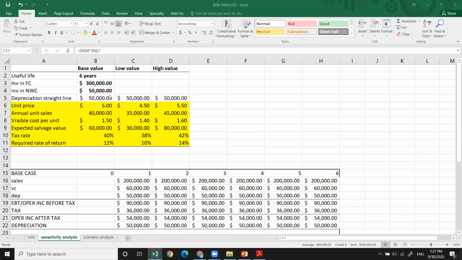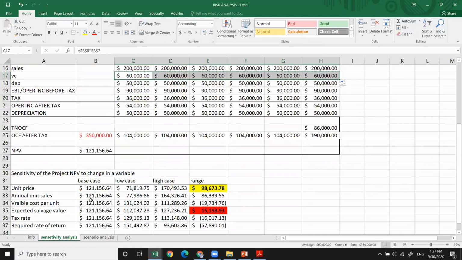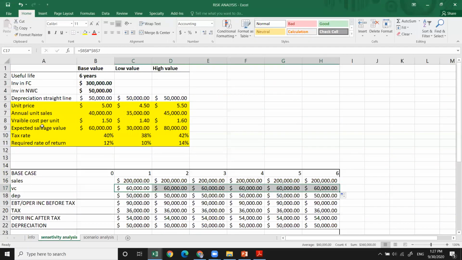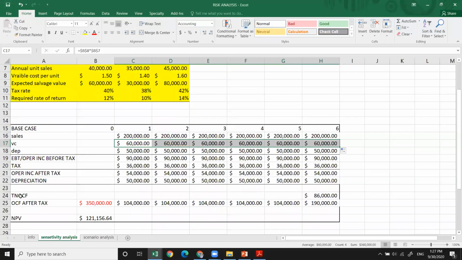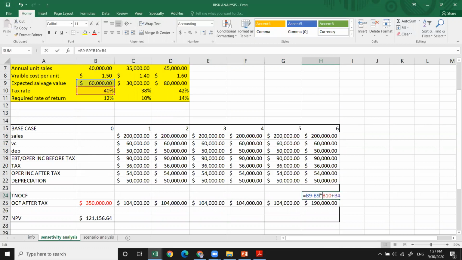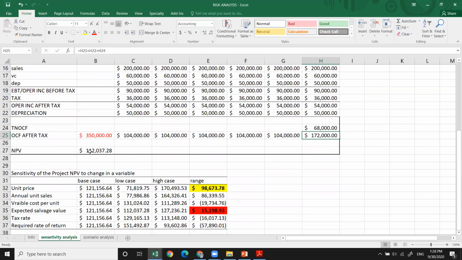Okay, I'm putting everything back to the base case order. Let me check my NPV is the same. Yeah, now it's the base NPV. Now, what is changing? Only the expected salvage value. I'm changing the terminal non-operating cash flow part. My expected salvage value is not 60,000 anymore, but it's 30,000. Look, what happens to your NPV? It reduced to this amount, but is still positive.